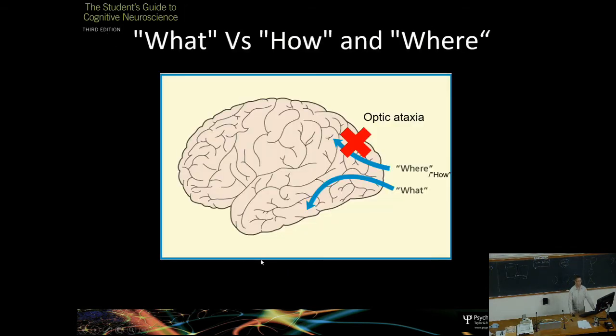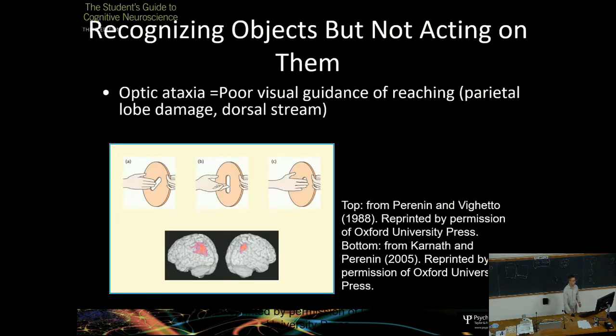Whereas you get the opposite profile if you damage the other route here, and you get a symptom called optic ataxia. So these patients, if you show them images of a pen, they'll say it's a pen. You show them an image of a car, they'll say it's a car. So they're not agnosic. They can recognize visual objects, but they struggle to do visually guided hand movements onto objects. And these are the kind of errors that they make.